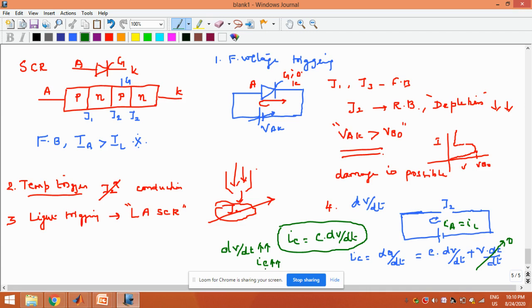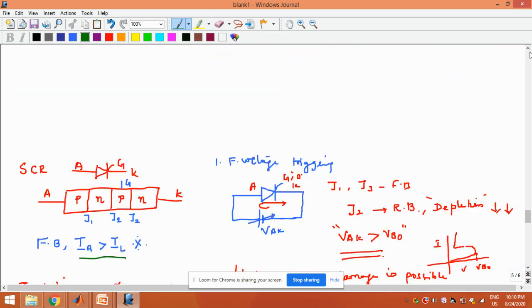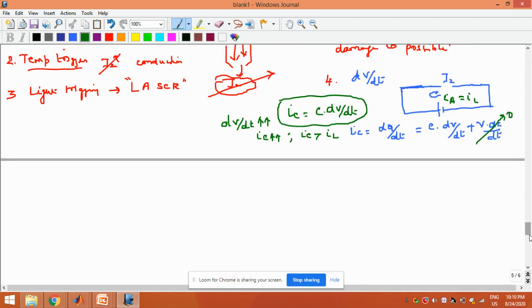So when your IC or IA is greater than your latching current, definitely there is a conduction. This is a method called dV by dt, but as such, this is not that advisable, because every time you have a sudden rise in voltage, there is a chance for triggering which is not decided at times. So somewhere or other, it is called pseudo triggering. The last but not the least mode of triggering is called gate triggering.